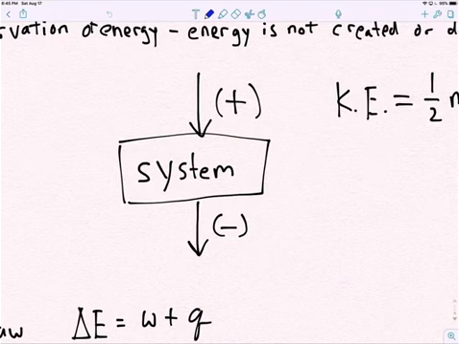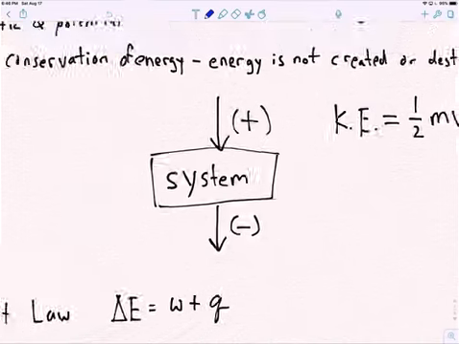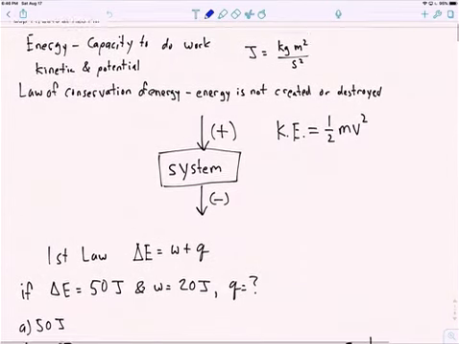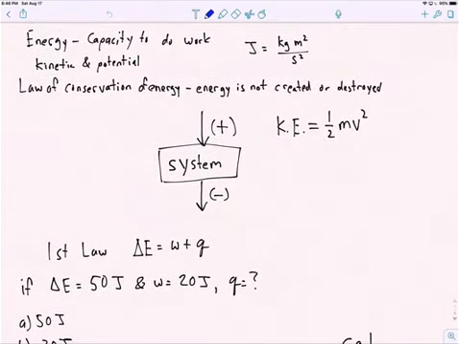Figuring out what the system is, that is where most of the mistakes are, at least that I find, and this seems to be the hardest thing that students have with this. So a couple other things. Kinetic energy is 1/2 times mass times velocity squared. We covered that in gas laws.